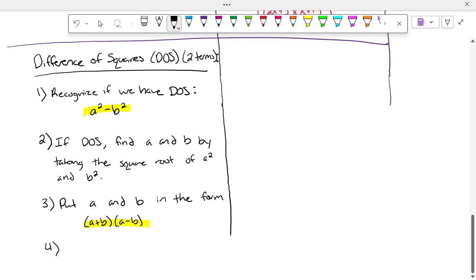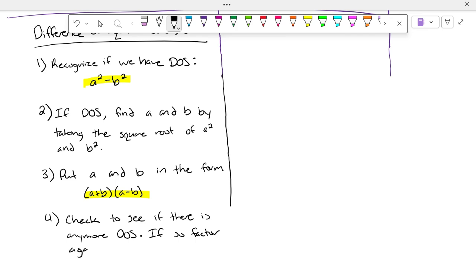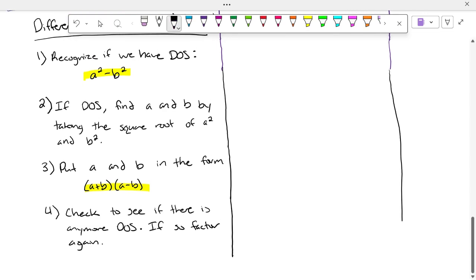Now, the last thing I would say is check to see if there is any more difference of squares, because it does happen occasionally. If so, factor again. Now, step 4 rarely happens, but it does happen where one of the factors is a difference of squares, so you'd have to factor it again.